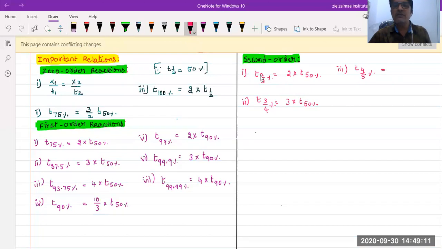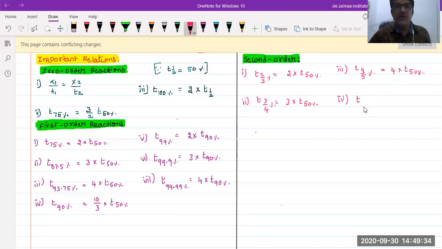Please guess that one. If 2 by 3 is taken as 2 into T of, then 3 by 4 percentage, if it is taken as 3 into T of, then it should be 4 into T of. 4 into T of. Then finally T.